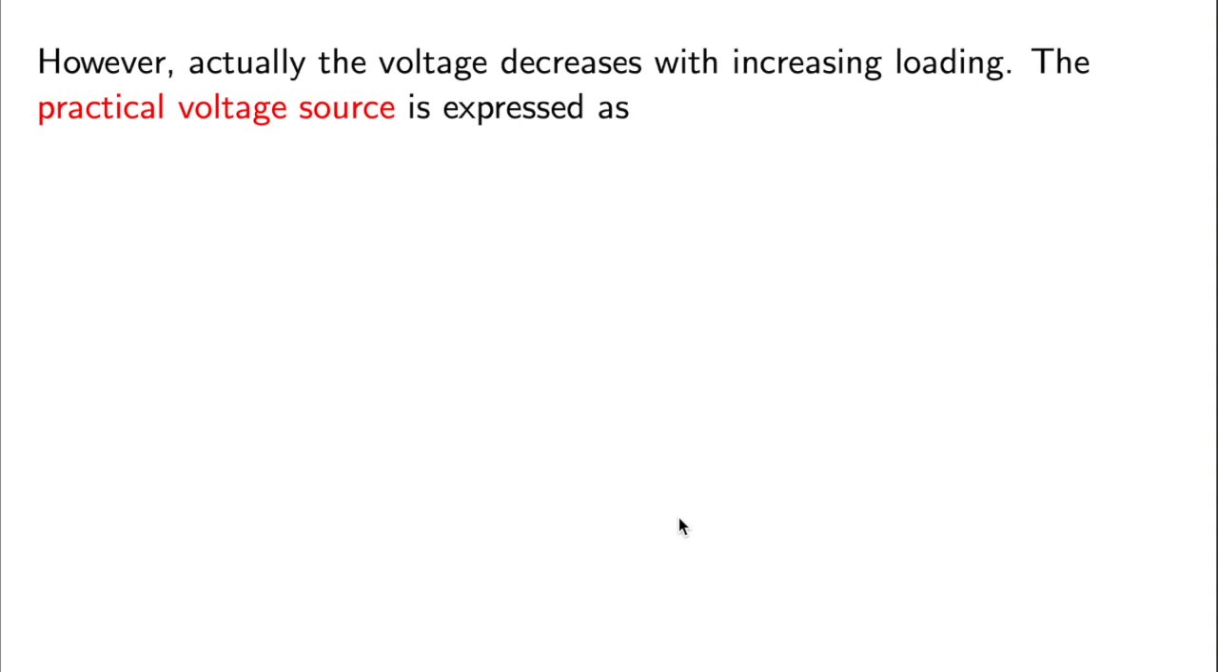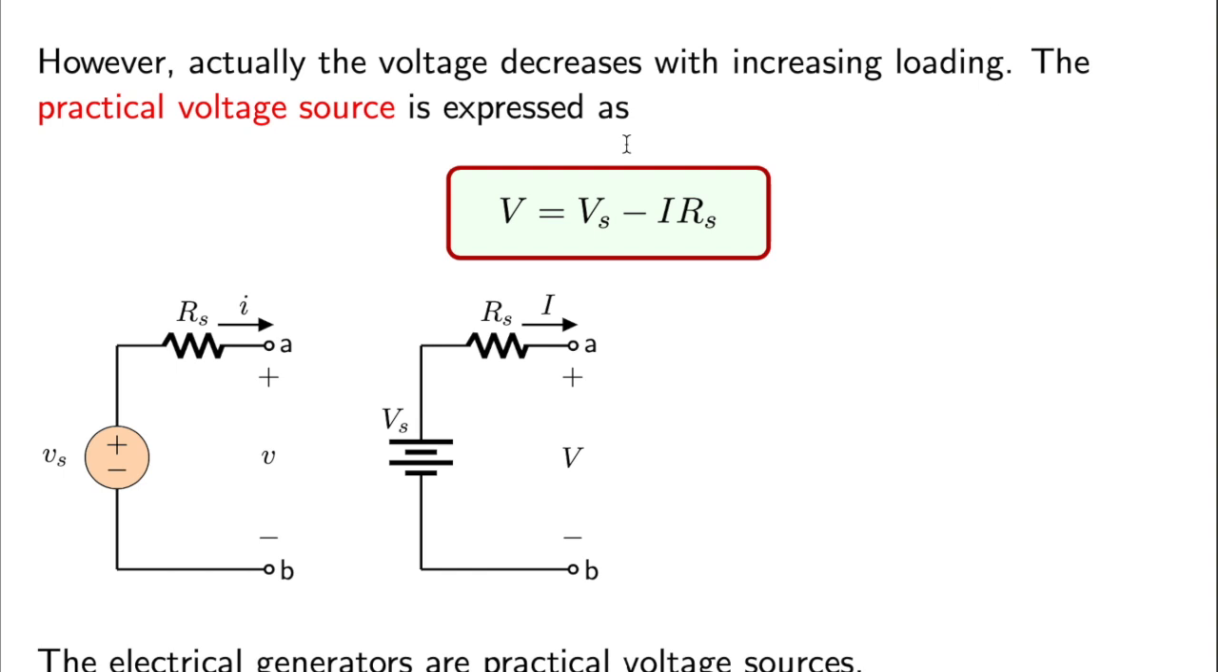In practice they are not able to maintain the ideal characteristic, and let's start with the voltage source. The voltage level decreases with the increase in the current loading. This drooping characteristic is represented by the mathematical relation V is equal to Vs minus I Rs. As the current level increases, the drop because of this IR increases, and that results in a decrease in the terminal voltage.